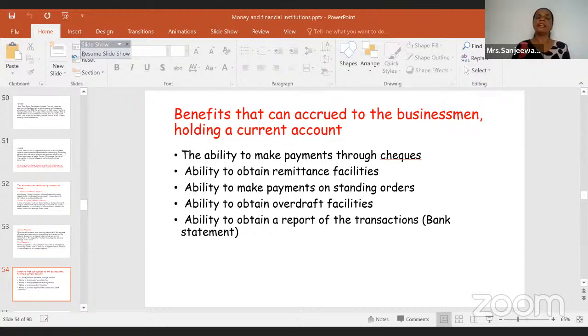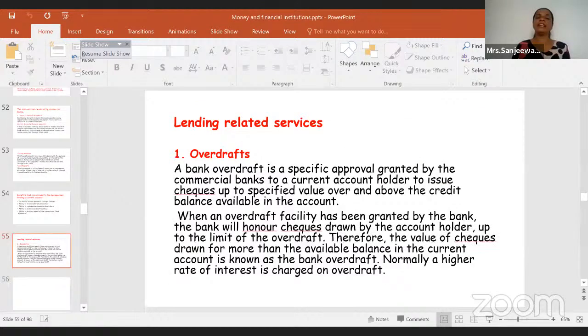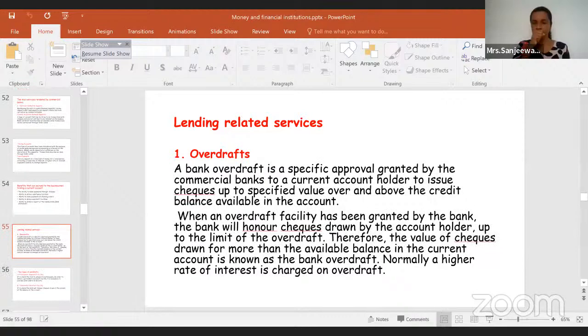Then lending related facilities. What are lending related facilities? So overdraft, okay? What is overdraft? Now I explained to you in a brief manner. A bank overdraft is a specific approval granted by the commercial banks to a current account holder to issue checks up to a specified value above the credit balance available. You might have 50,000, but you have issued a check for 100,000, right? If they have allowed you to issue that check, 100,000, that is an overdraft facility provided by the bank.